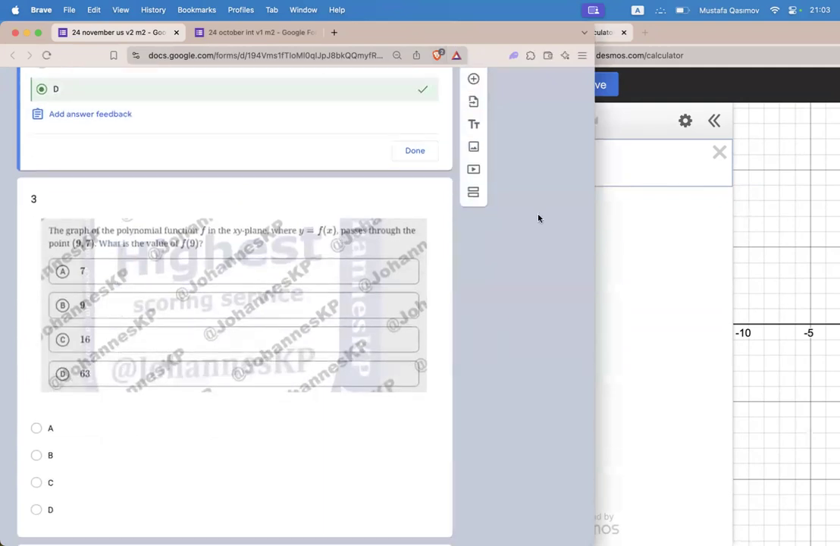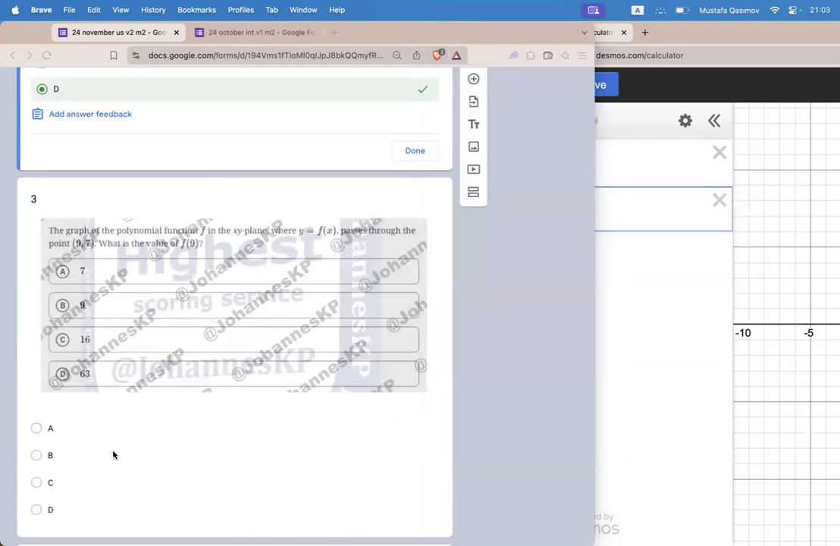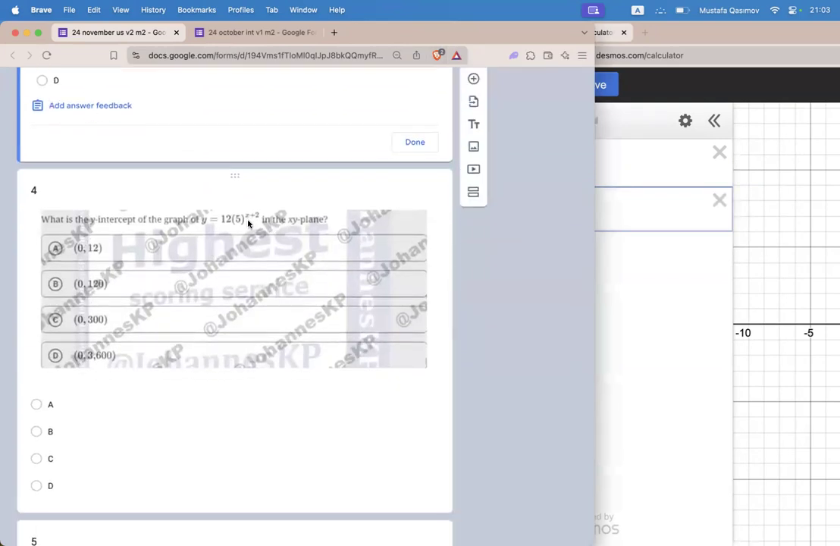Third one, it says that it passes through the point 9, 7. Yeah, it says that it passes through 9, 7, so it means that if x is equal to 9, y is equal to 7, so the answer is A. For the next one, what's the y-intercept of the function, we have to write instead of x 0, it will be 12 multiplied by 5 squared. 12 multiplied by 25 will be C.